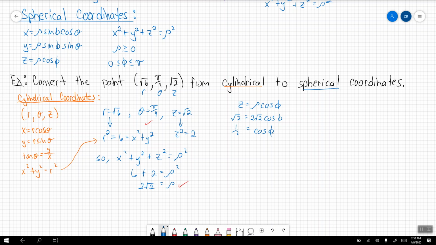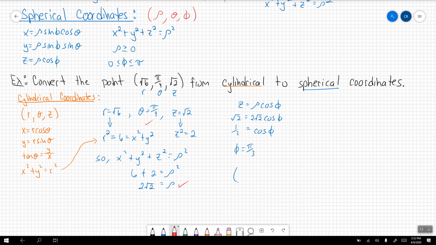So when is cosine of some angle phi equal to 1/2? Well, that's going to be what, 60 degrees? So pi thirds? Yeah. So in this case, phi is equal to pi thirds. So the ordered triplet that we want now, in spherical coordinates, every point in spherical coordinates is going to be given by, now I'm going to write this up here, rho, theta, phi. This is how every point is going to be given.